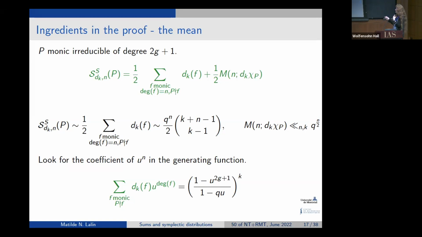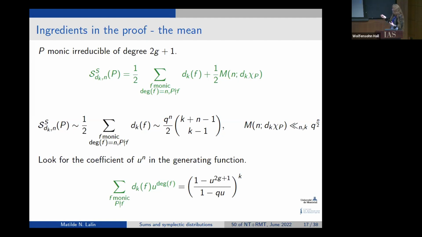And then we have a term coming from the character, so with the character twist. For this term, this is the main term, and we can compute it just by looking at the generating function. This is a very simple computation. The generating function of this sum is essentially the zeta function to the power of k, but you have to get rid of P dividing f.